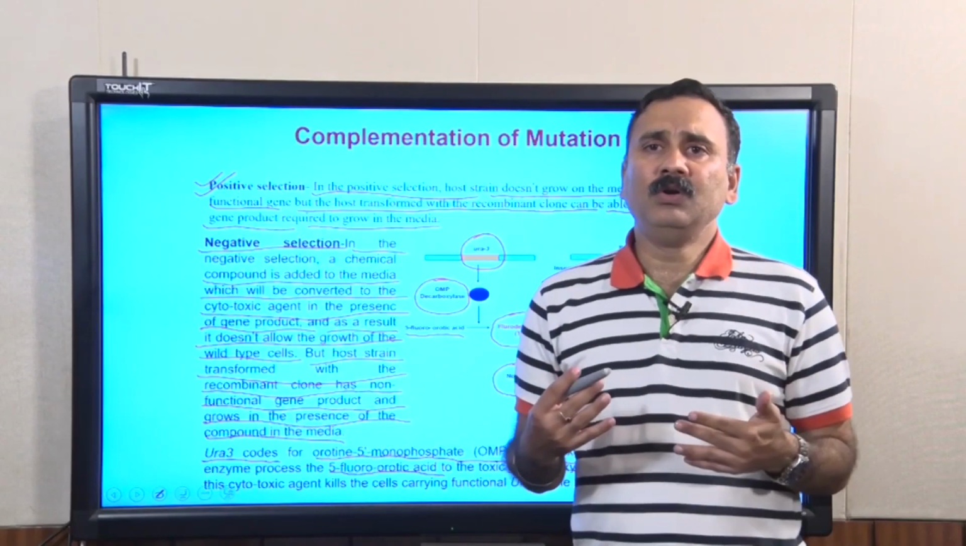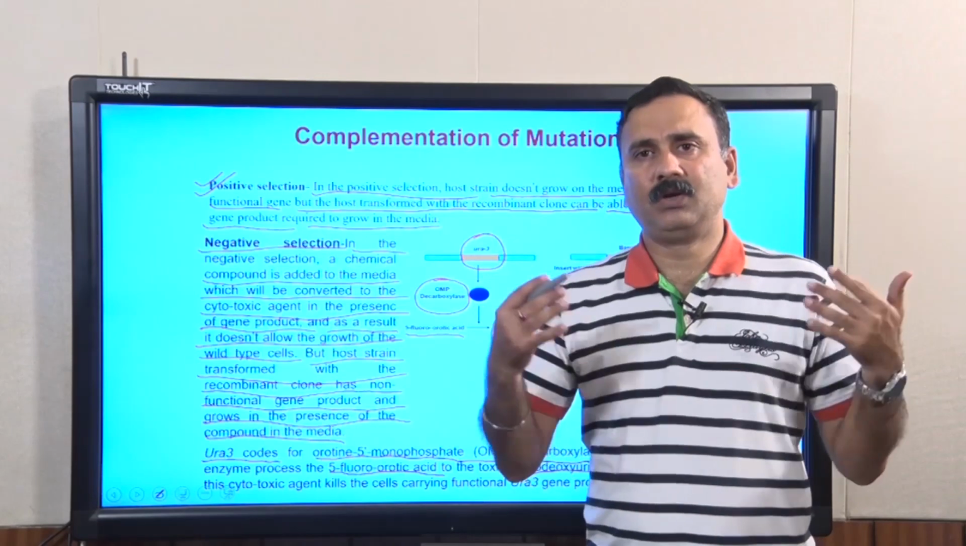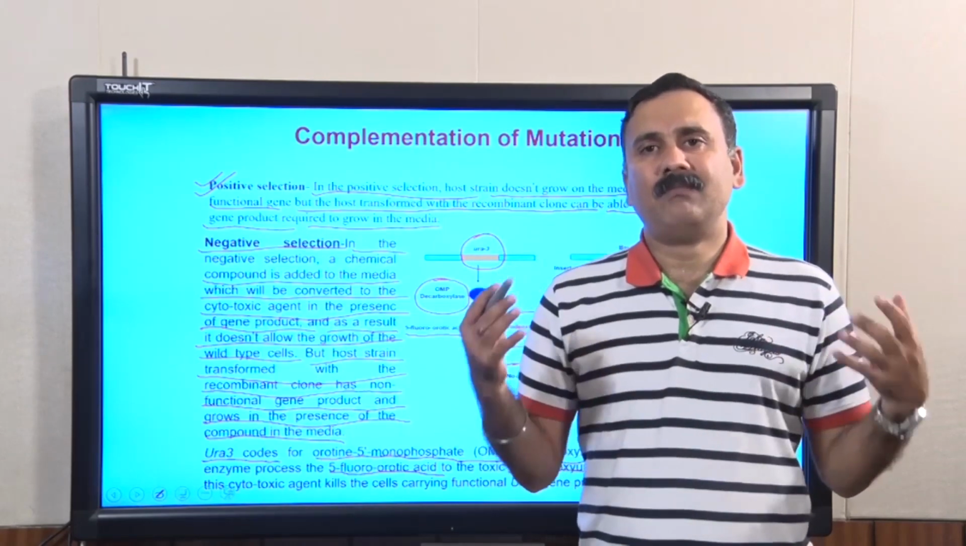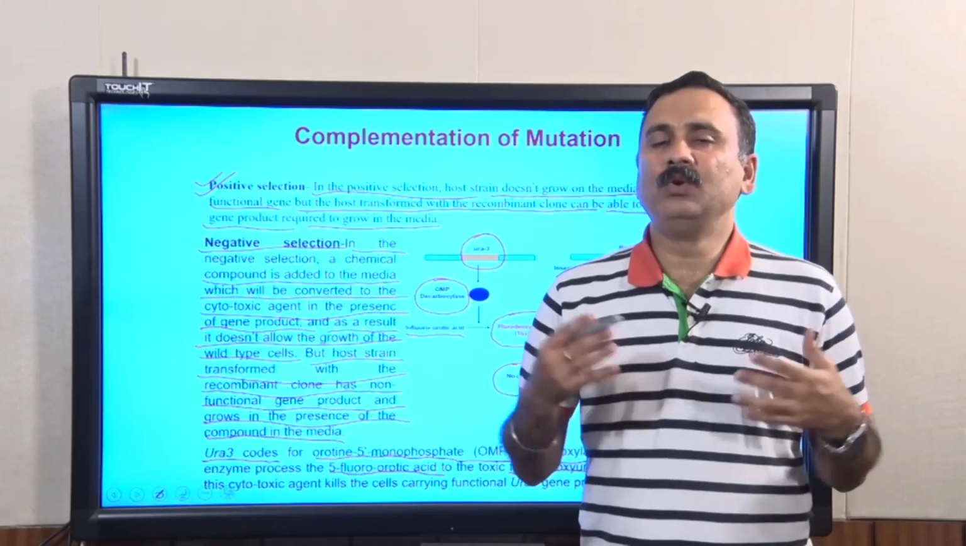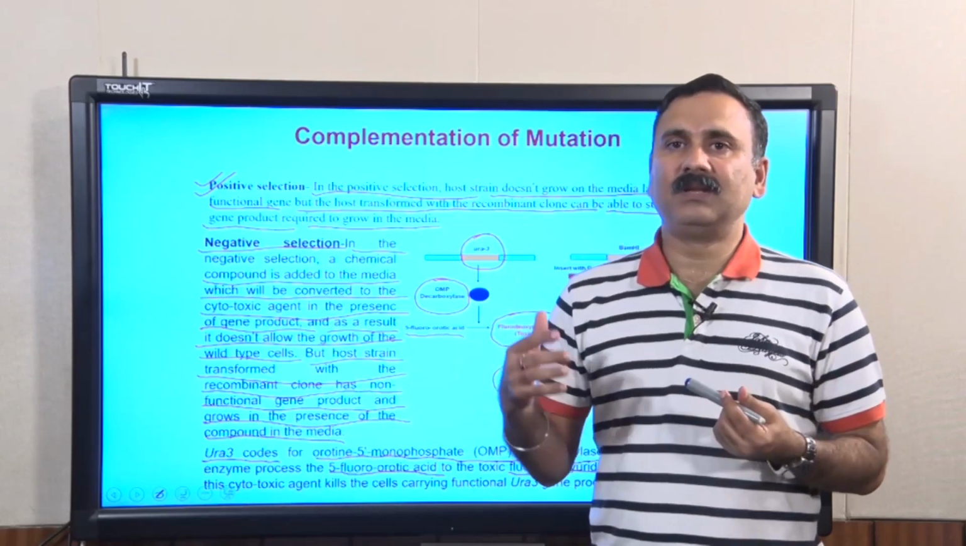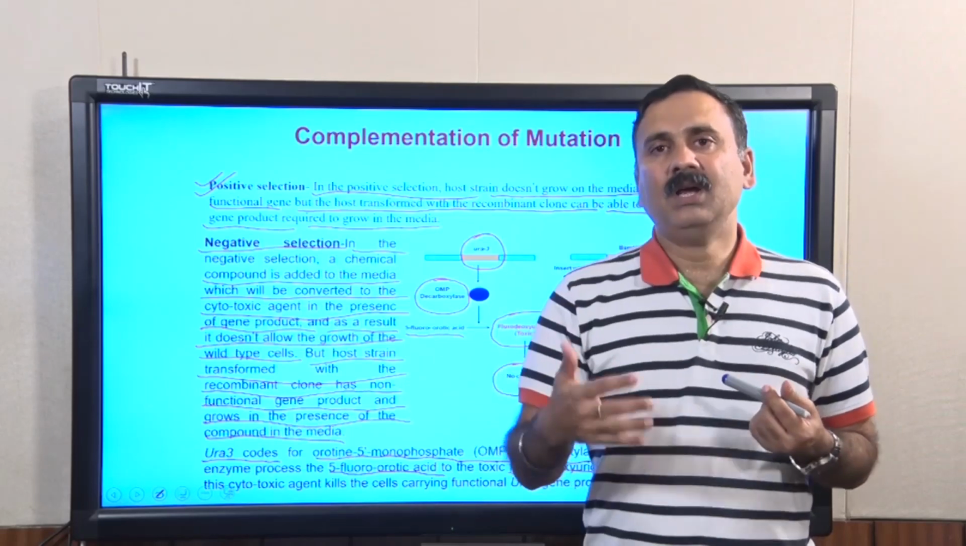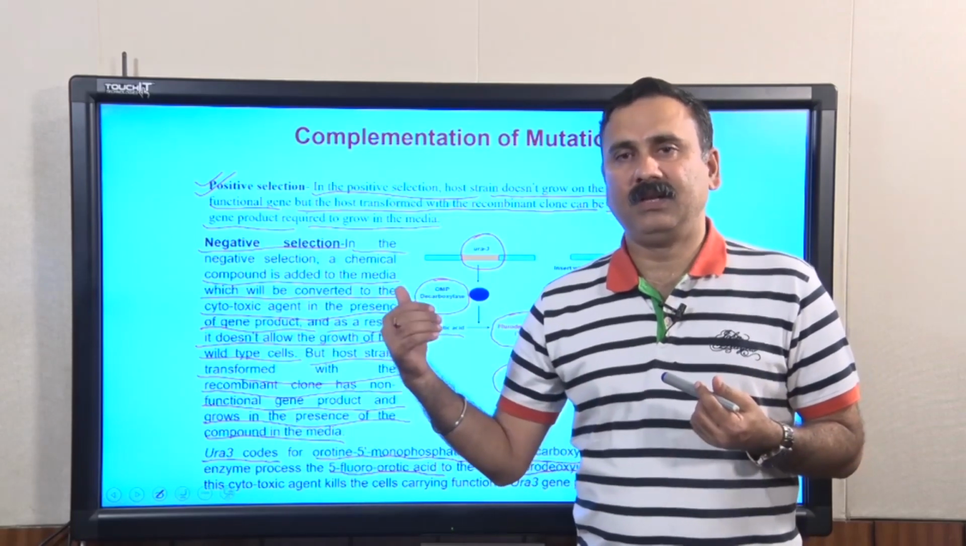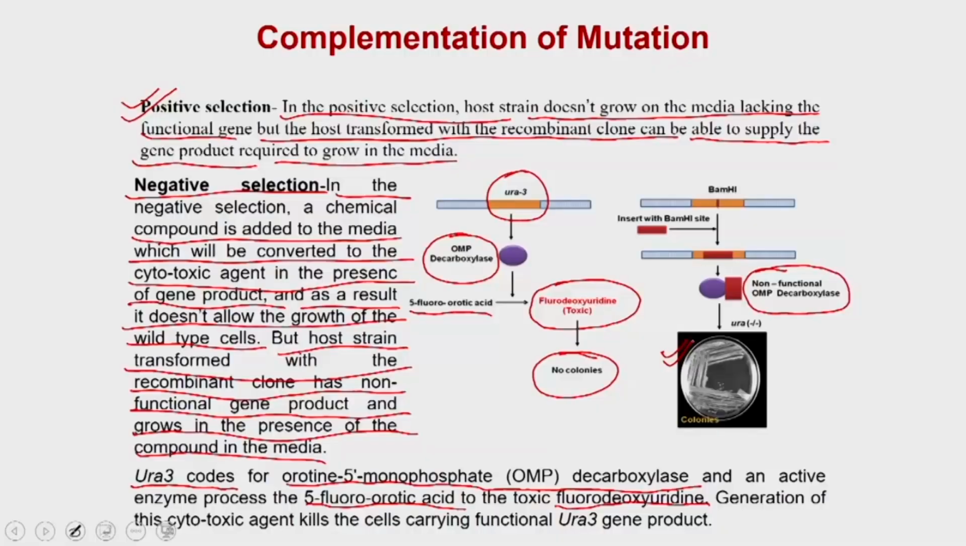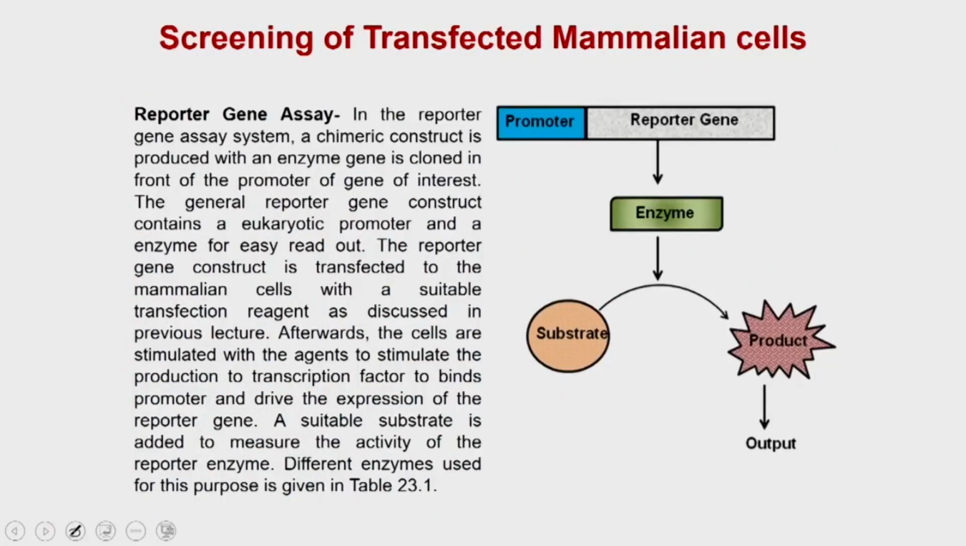Now, let us move on to the higher eukaryotic organisms such as mammalian cells, and let us see how you can select the mammalian cells when they are being transformed or transfected with the recombinant clones. The screening of transformed or transfected mammalian cells is done utilizing different types of approaches. One of the classical approaches is the reporter gene assay.